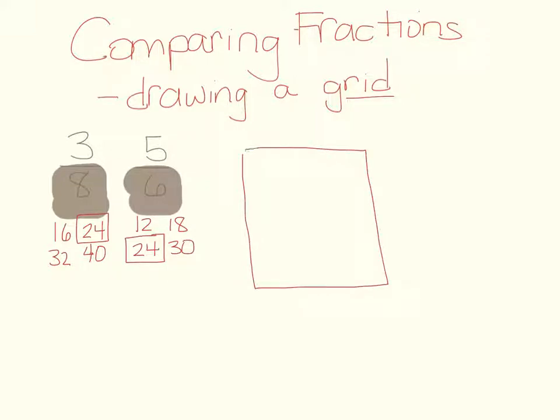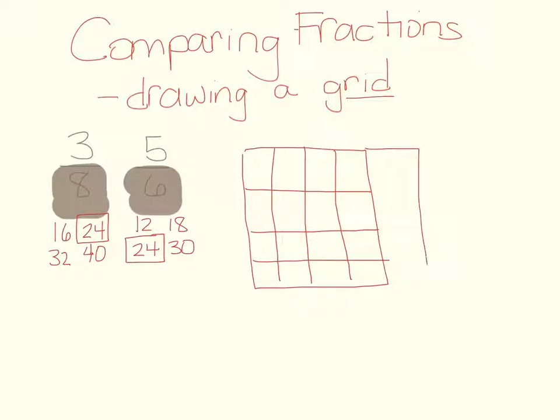So I'm going to draw my grid, split it into fourths, and I'm going to split it up from there. Now, of course, ideally, these would all be the same size. But we've all seen my artistic abilities. All right, so I have 6 by 4, which is 24.